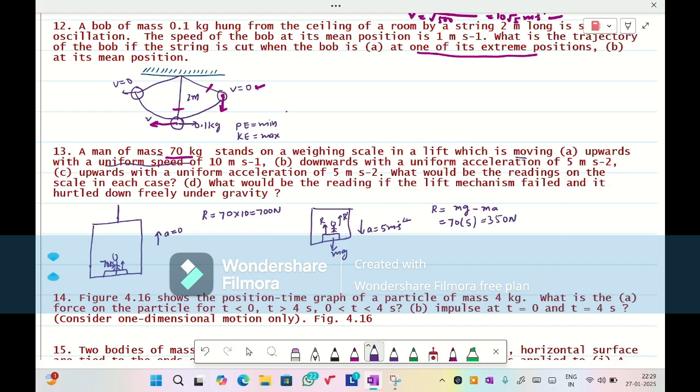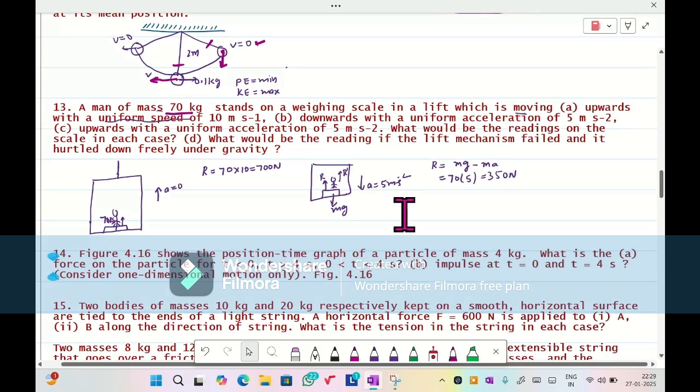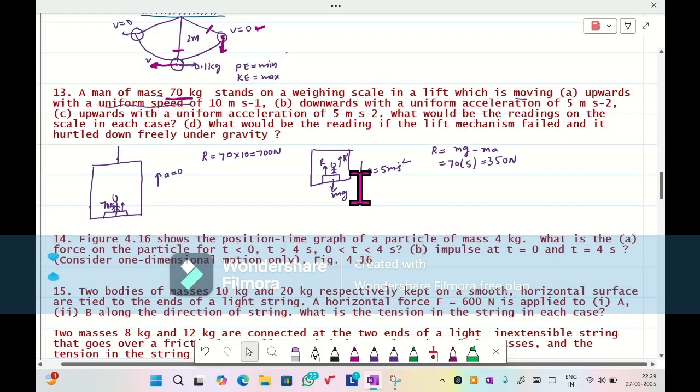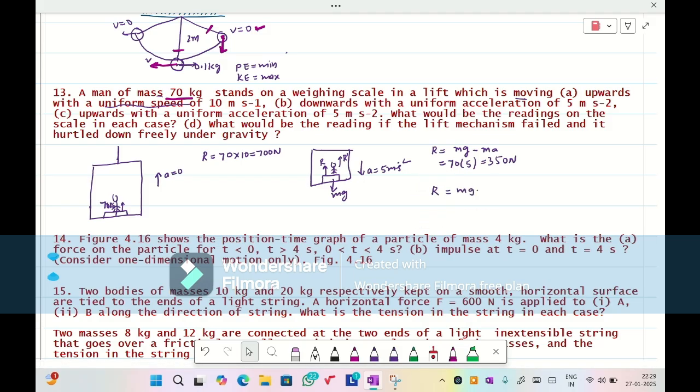Now in the next case it is opposite, so the reaction force will become mg plus ma. That equals 70 into 15, which is 1050 newtons. So this is the reading.